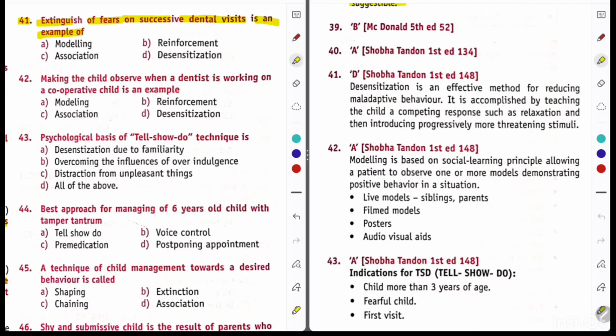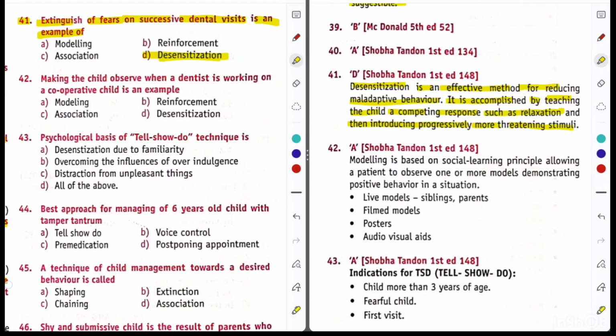So the answer is option D, desensitization. Extinguish of fears on successive dental visits is an example of desensitization. Desensitization is an effective method for reducing maladaptive behavior. It is accomplished by teaching the child a competing response such as relaxation and then introducing progressively more threatening stimuli.